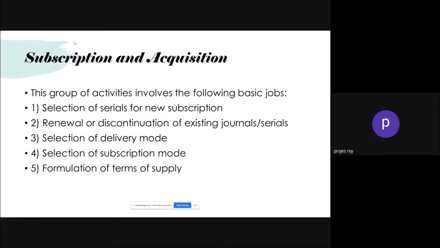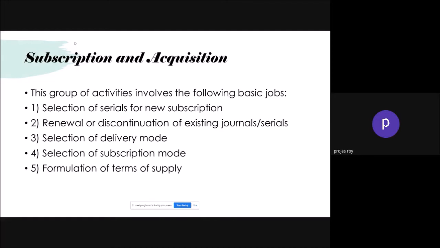How are we going to do that? A group of activities is involved in this job. Selection of serials for new subscription. Renewal or discontinuation of existing journals and serials. Selection of delivery mode: how you are going to receive that particular journal. Selection of subscription mode: how you are going to subscribe to it, right? Then formulation of terms of supply.